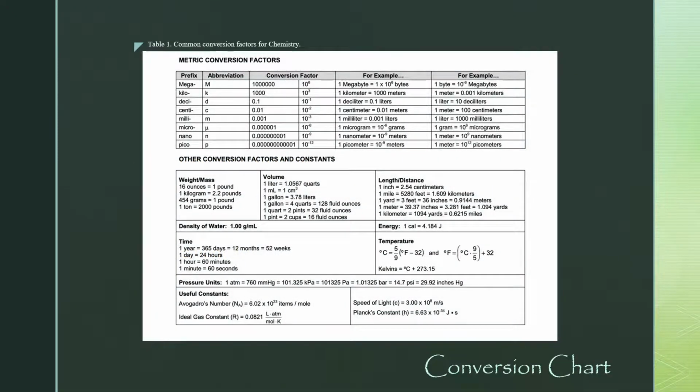This is a table of conversions one may find helpful in chemistry's dimensional analysis. It is standard for scientists to use the metric system instead of the imperial system. This is because the metric system is used in almost all countries around the world.